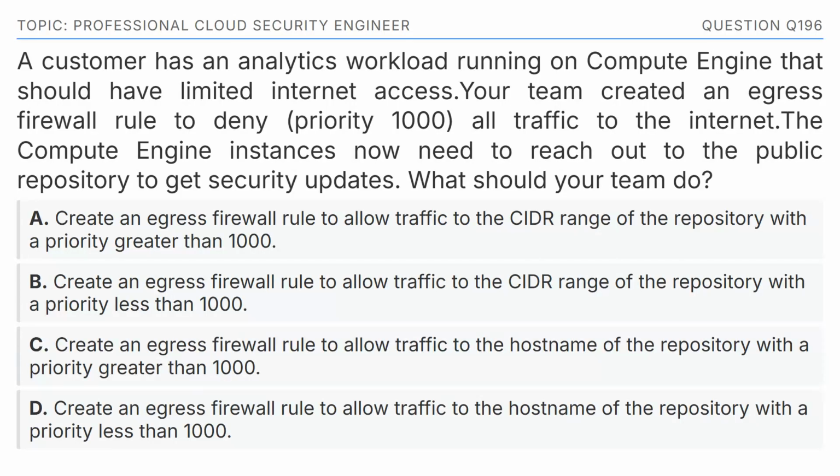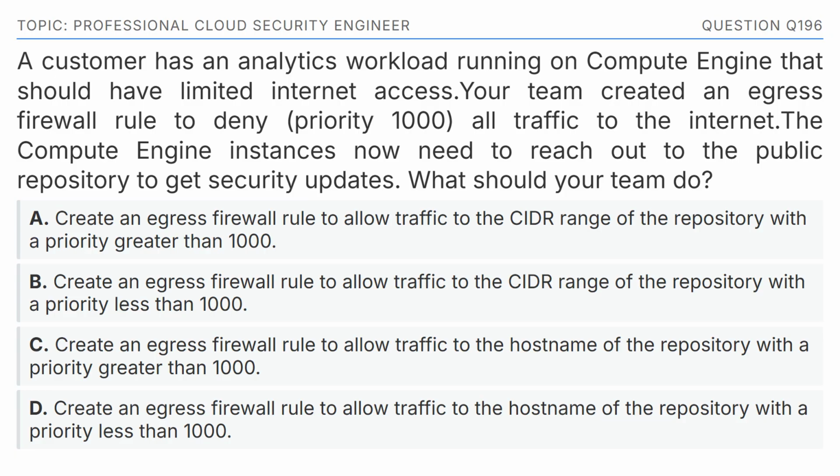A customer has an analytics workload running on Compute Engine that should have limited internet access. Your team created an egress firewall rule to deny, priority 1000, all traffic to the internet. The Compute Engine instances now need to reach out to the public repository to get security updates. What should your team do?